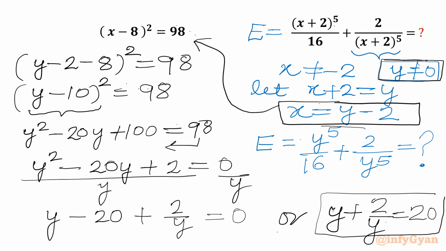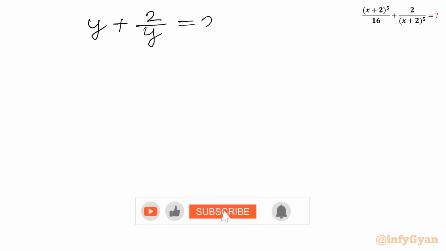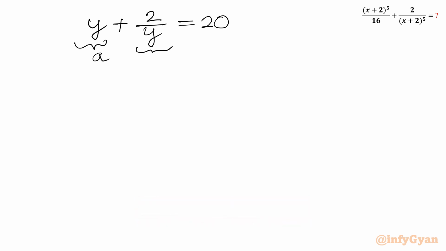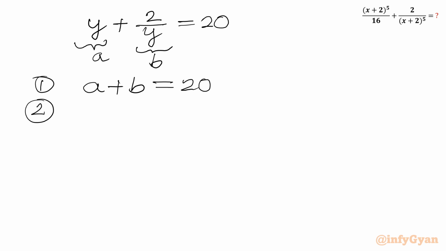And our required expression is y power 5 over 16 plus 2 over y power 5. So I can write y plus 2 over y equal to 20. Now I will assume y as a and 2 over y we will consider b. So the very first equation which we can write is a plus b equal to 20. And if I multiply y times 2 over y, I can write a times b will be 2. Now let us write our equation 1.